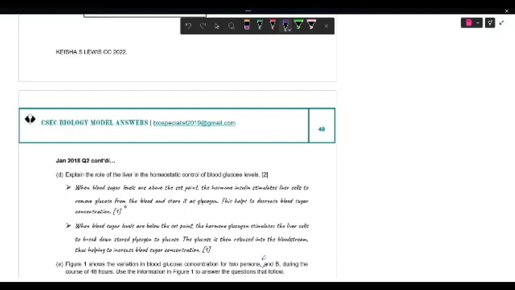Then if the blood sugar levels are below set point, now you need to find a way to bring that blood sugar level back up. And what happens is that glucagon is released into the bloodstream, it gets to the liver, and the liver cells respond by breaking down the glycogen they have stored to glucose. And that glucose is then released into the bloodstream, and that helps to increase blood sugar concentration.